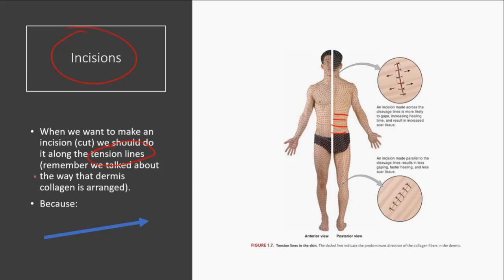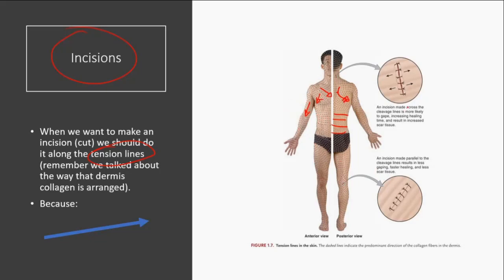And so in your body, different parts of your body have different directions of tension lines, okay? So when it comes to making an incision, maybe when you're about to operate on someone, it's really important that you make your incision, or try to make your incision, in the same direction as the tension lines.